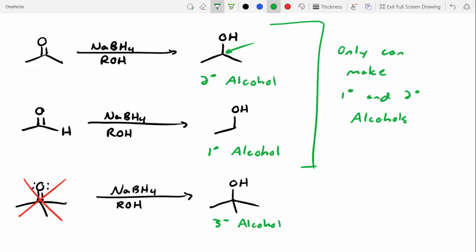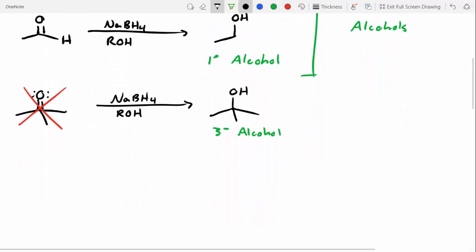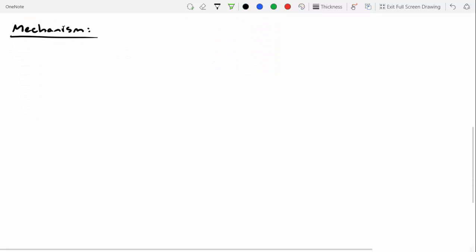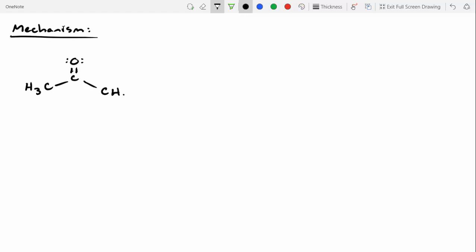All right, so now let's go through the mechanism for this reaction, which is not too bad, but looks a little bit different. First part of the mechanism, I always like to draw dipoles. That way we can figure out where our electrophilic site and where our nucleophilic site is. And we've got sodium borohydride, so it's boron with 4 hydrogens. This boron has a negative charge. And we've got sodium as the counter cation.